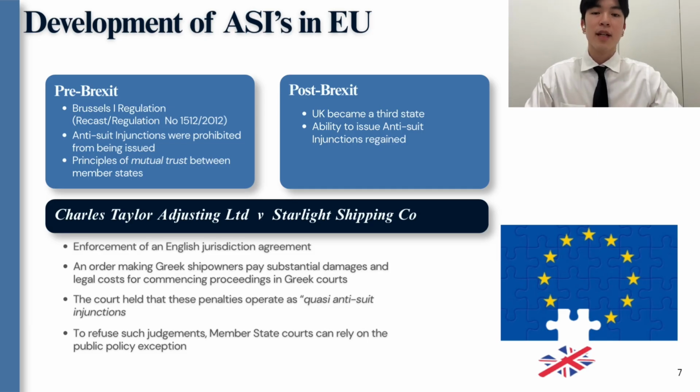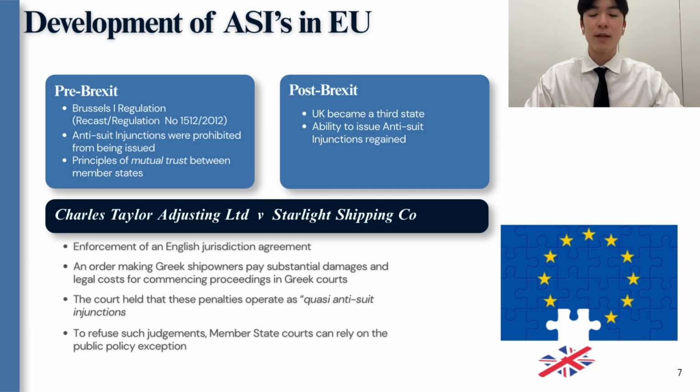This development created new tensions between the UK and EU judicial systems, particularly where English courts sought to discourage proceedings commenced before the courts of EU member states. The Court of Justice ruling in Charles Taylor represented the EU's most significant response to this post-Brexit reality. In that case, an English court attempted to enforce an English jurisdiction agreement by ordering Greek ship owners to pay substantial damages and legal costs for commencing proceedings before the Greek courts.